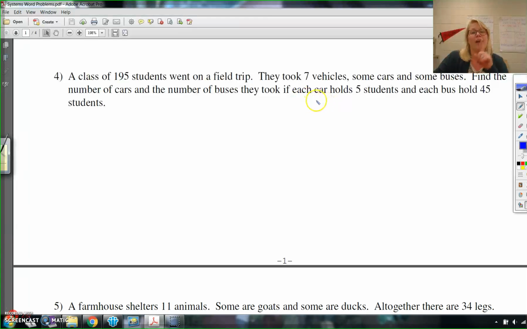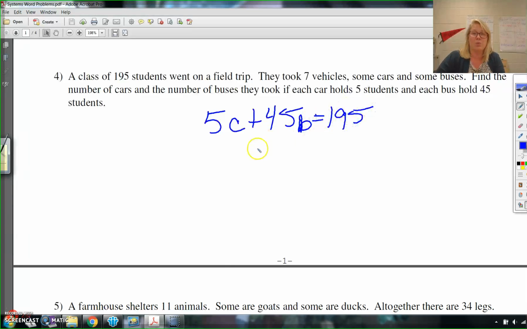If each car held 5 students, so 5 students per car plus 45 students per bus, and 195 students went, right? Then they took 7 vehicles. So cars plus buses equals 7.